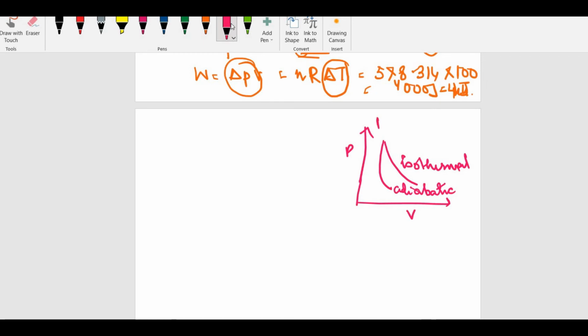And some pressures, volumes and temperatures are given. This is supposedly P2, V2, T2, and I think this is P3, V3, T3. This is the thing: you have to find out which of the options are correct.